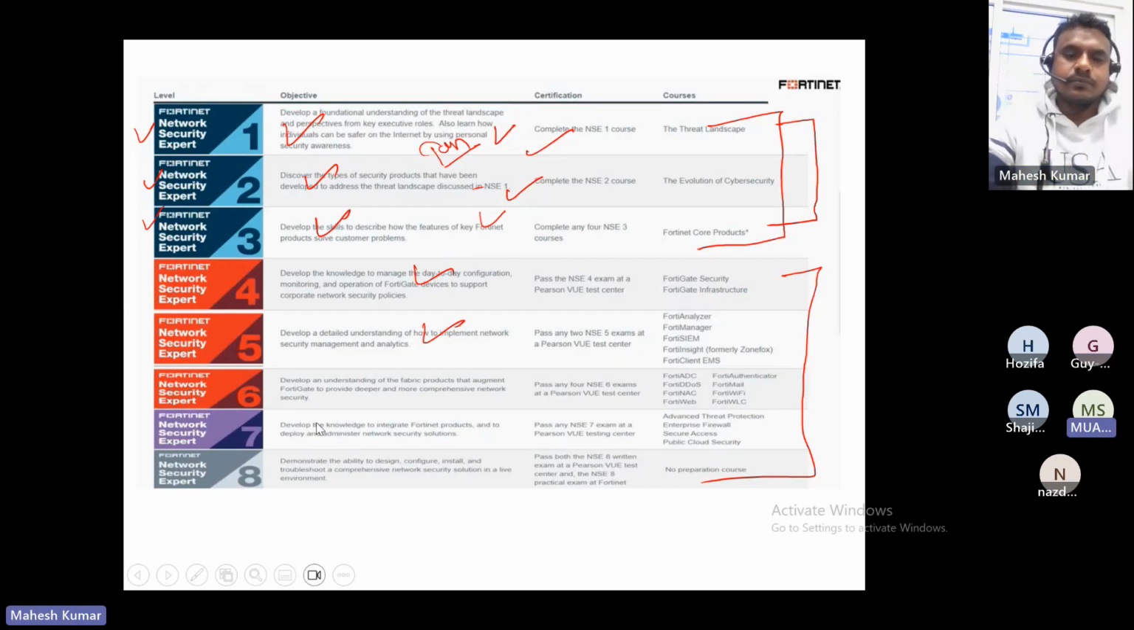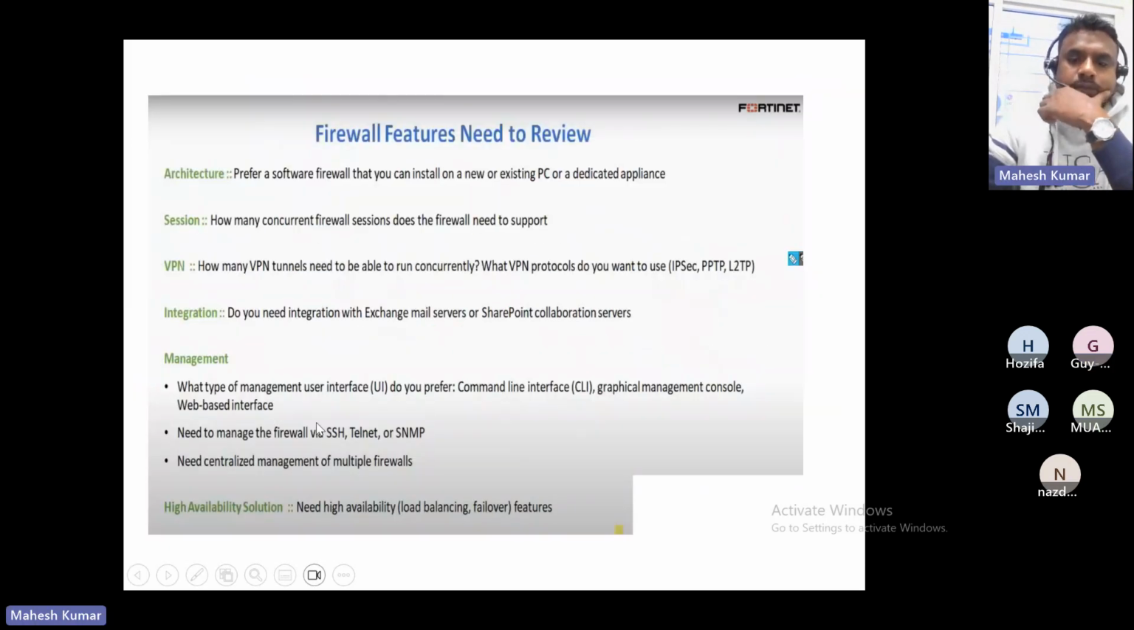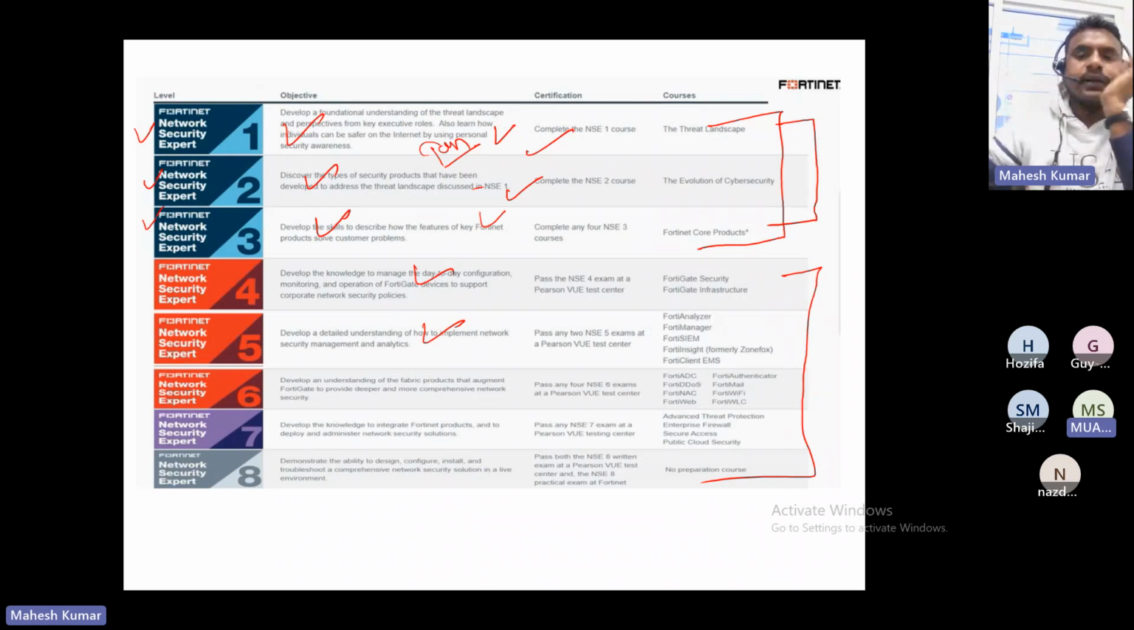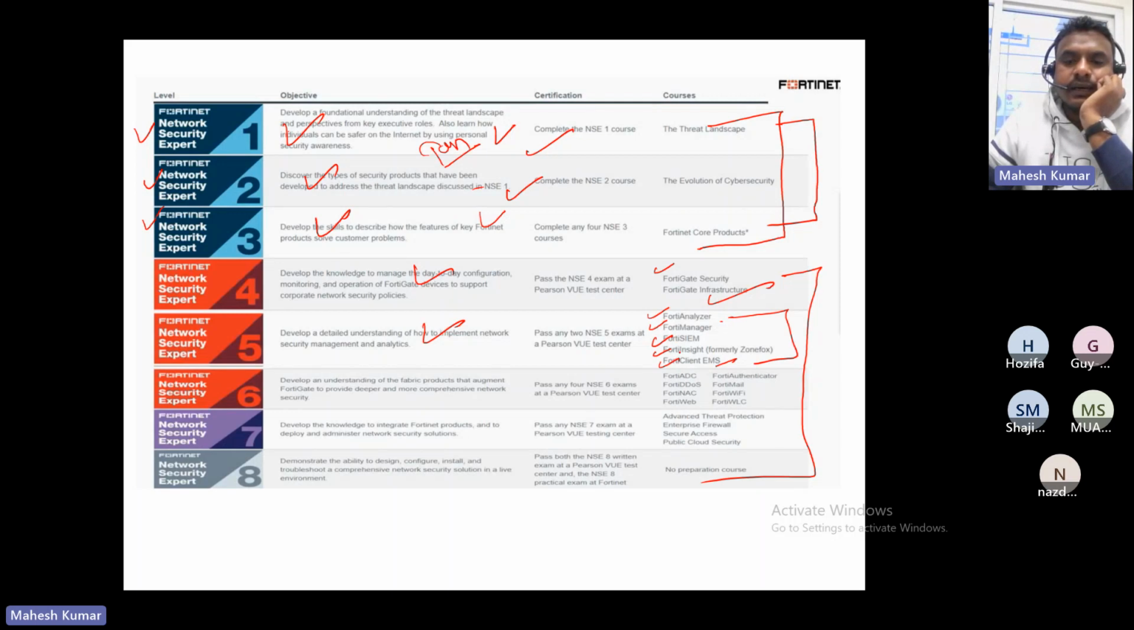400 USD. Okay. So, why is there a different kind of certification? Because NSE 4 gives you security and infrastructure knowledge. NSE 5 will give you FortiManager, FortiAnalyzer, FortiSIEM, formerly FortiGenbox, and FortiClient EMS.